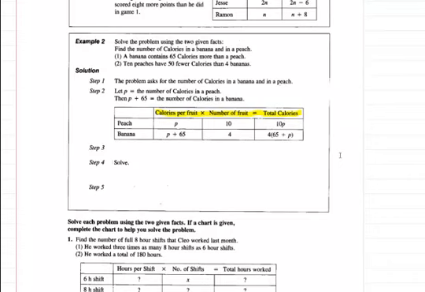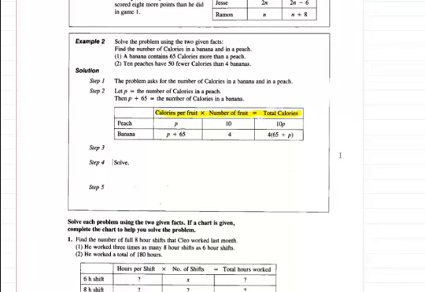Okay. So the next thing we're going to do is we're going to think about an equation here. So they tell us that the calories in 10 peaches equals the calories in 4 bananas minus 50, because 10 peaches have 50 fewer calories than 4 bananas.